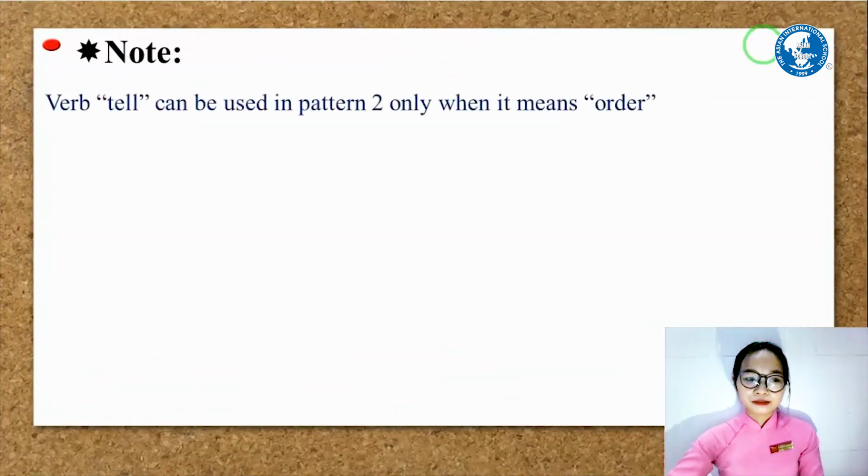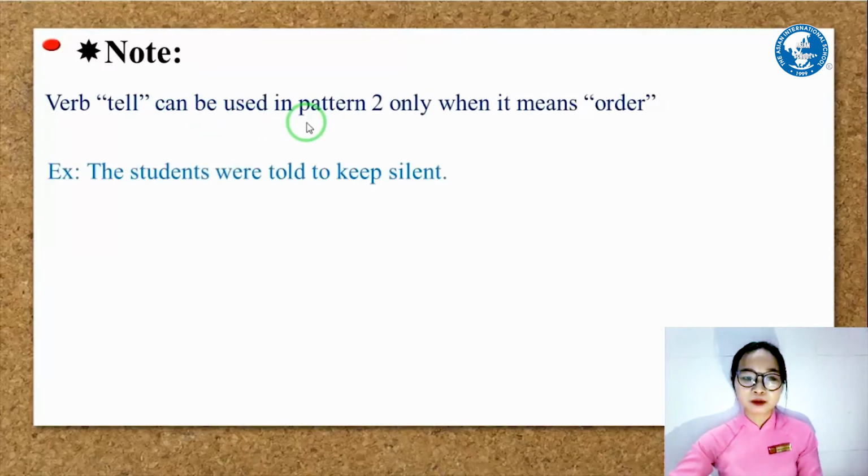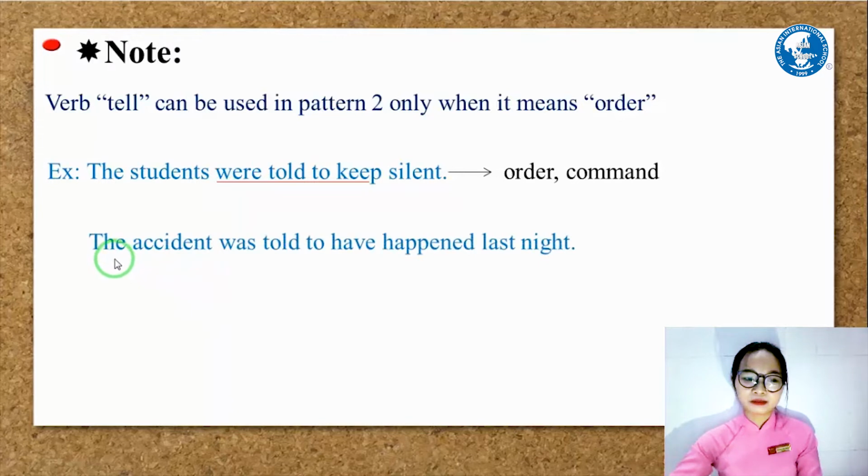Also need to know that verb tell can be used in pattern 2 only when it means order. For example, the students were told to keep silent. In this sentence, tell means order or command. So this sentence means the students were ordered to keep silent. However, in this sentence, the accident was told to have happened last night. In this sentence, tell means say something, so we don't use tell in passive voice with this meaning. Instead, we use was said to have.